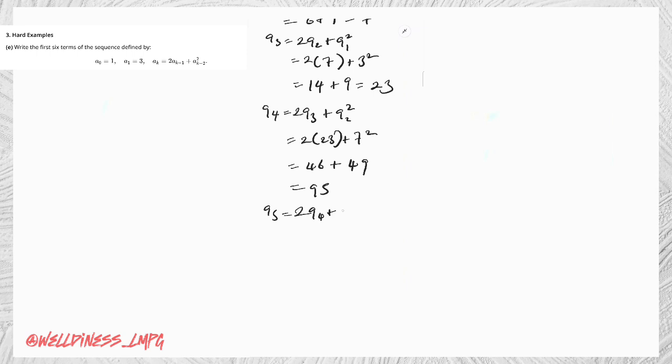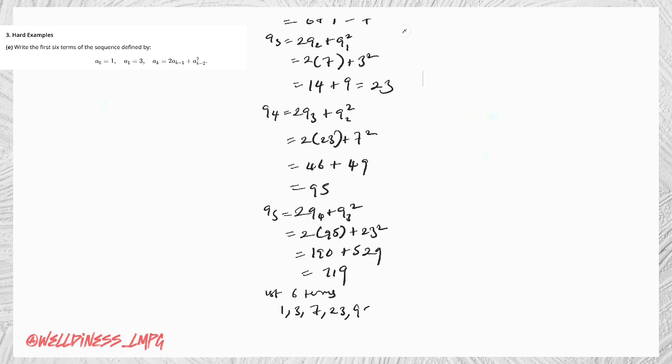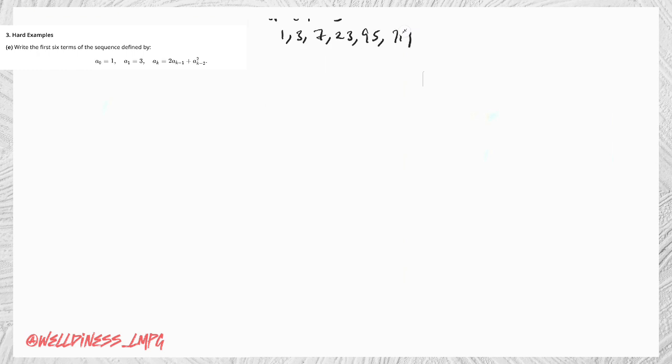Now, for us to get our A5, all we have to do is substitute 5 everywhere we see K. So we know that 5 minus 1 will give you 4, and for the other part, we are left with A squared (5 minus 2), which will give you A3 squared. So we know that our A4 is 95 from what we just saw, so that will be 2 times 95, plus we know that our A3 is equal to 23, so that will be plus 23 squared, which will give you 190 plus 529, which will give you 719. So our first 6 terms are 1, 3, 7, 23, 95, and 719.